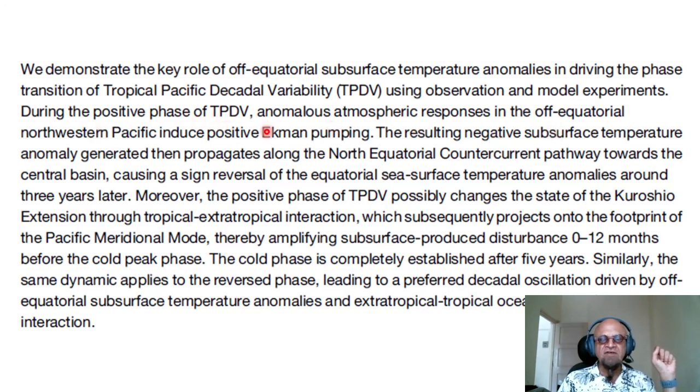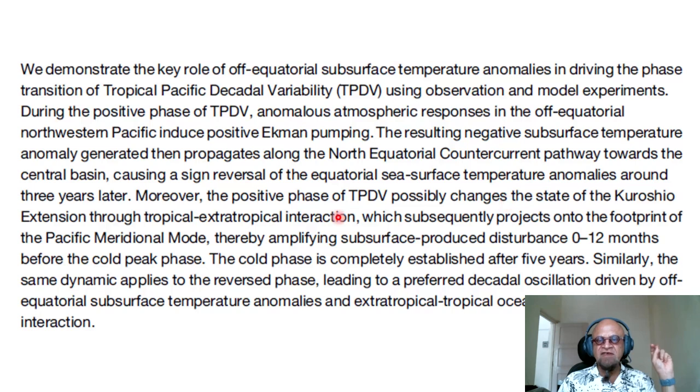During the positive phase of the TPDV, anomalous atmospheric responses in the off-equatorial northwestern Pacific induce positive Ekman pumping. The resulting negative subsurface temperature anomaly generated then propagates along the north equatorial countercurrent pathway towards the central basin, causing a sign reversal of the equatorial sea surface temperature anomalies around 3 years later. So it's a low frequency mode.